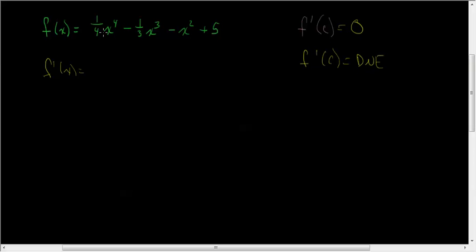F prime then, 4 times 1/4 is magically x cubed, minus 1/3, bring that 3 down, so minus x squared, minus 2x plus 0. All right, this derivative, when does it not exist? It's a simple polynomial, so it always exists. It's a positive x cubed, so again we know it's going to look something like this, right? Oh, wait, sorry, that's the derivative. The function, let me switch over here.